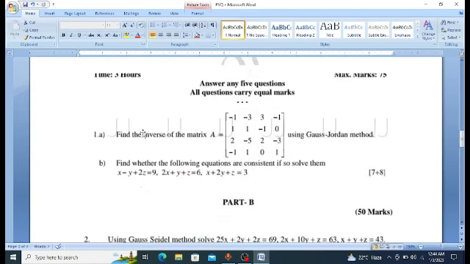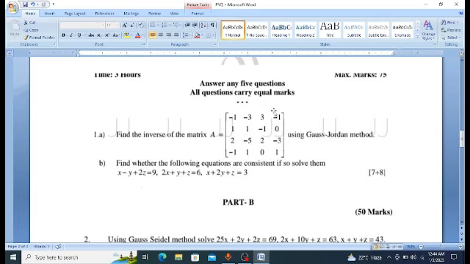Then you have one more question here: find the inverse of the matrix using the Gauss-Jordan method. As here, the Gauss-Jordan method is nothing but finding the inverse of a non-singular matrix. It means a matrix whose determinant is not equal to 0. Then here use only row operations. Row operations only should be used here, and just make all the elements 0.